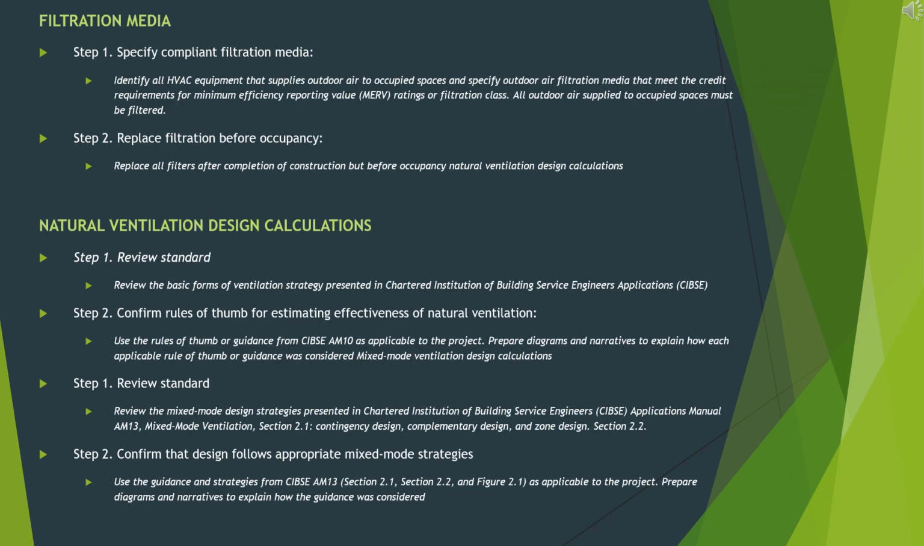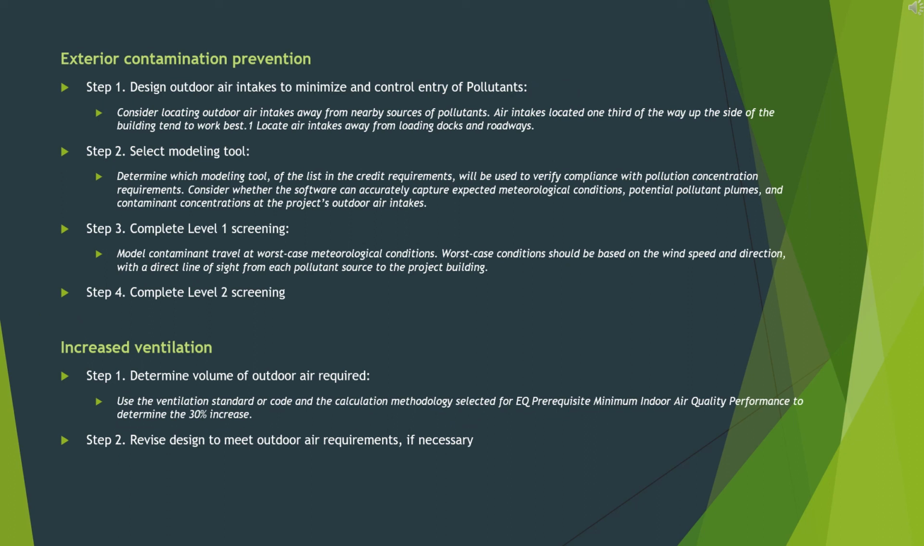These procedures also include inspection of HVAC equipment, resizing them and increasing the fan capacity, and finally replacing them before occupancy. We also need to review and confirm that the design follows appropriate mixed mode strategies to fulfill the requirement of this credit. The procedure for option 2 is to locate the outdoor air intakes and determine a modeling tool to filter this air of external pollutants. It is finally completed by 2 levels of screening procedures that indicate the amount of pollutants inside the space. Ideally, the concentration of pollutants must be below 2.5% of the allowable annual average.